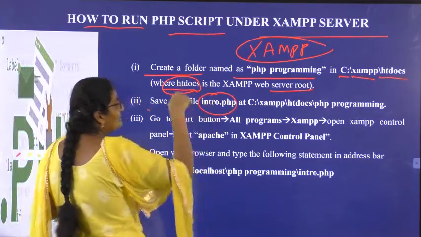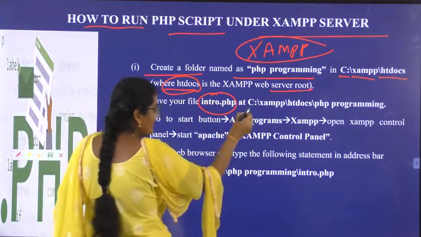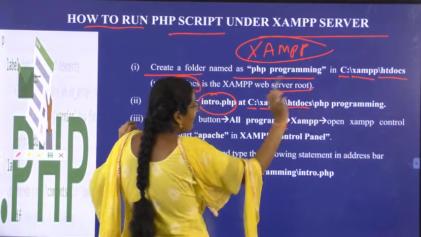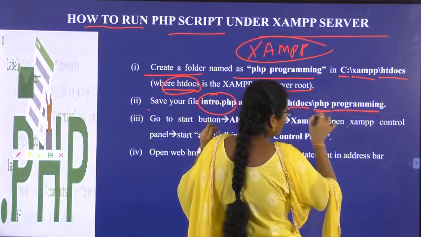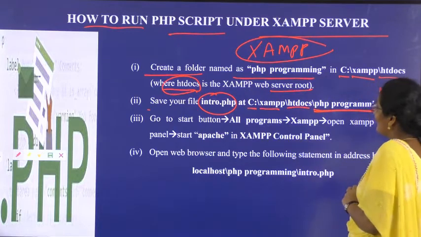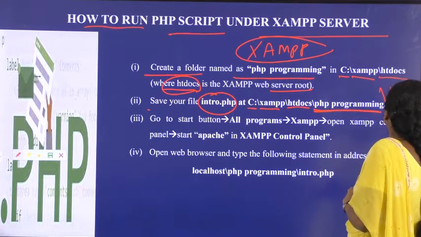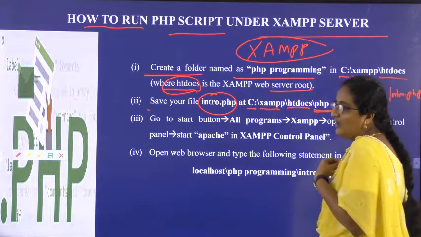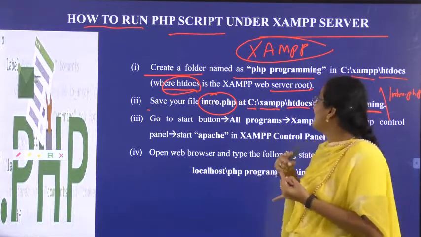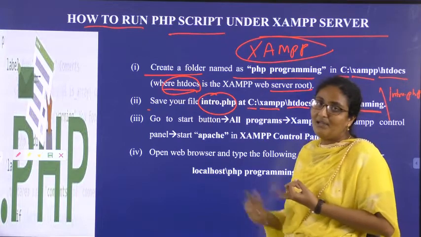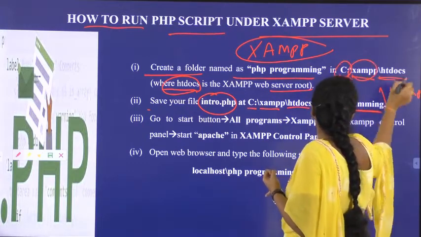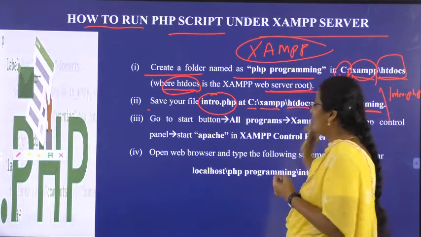Intro.php file you have to save in that folder. In the C drive, in the JAM folder, in the HD docs, you have created the PHP programming folder. In this folder you have to save the file intro.php. First create a folder, name the folder PHP programming, and save this folder in the C drive, JAM folder, HD docs, where HD docs is the server root.